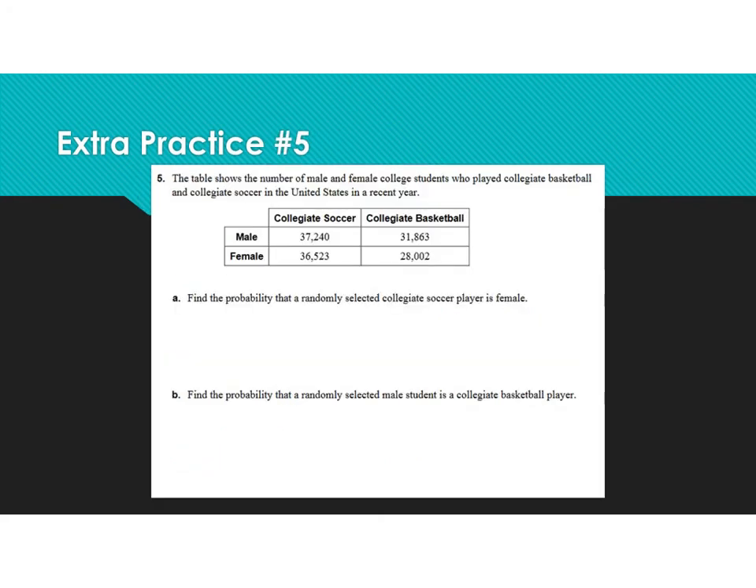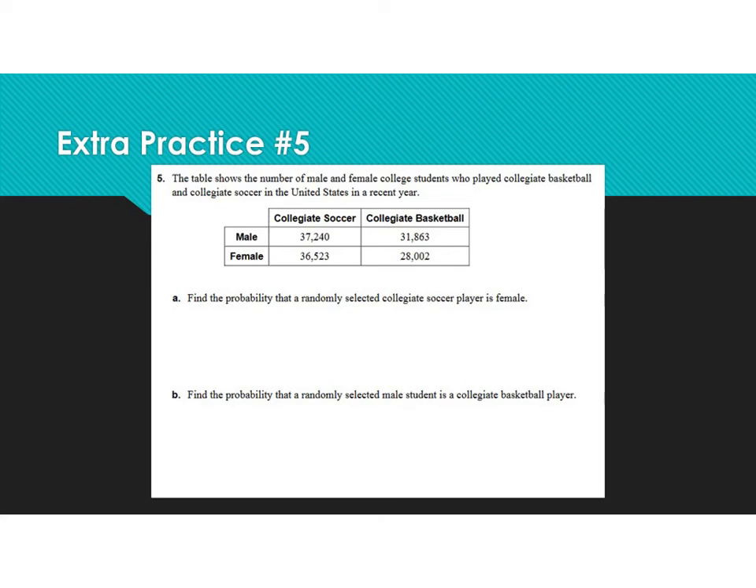All right, last, we're going to answer some questions from this table. The table shows the number of male and female college students who play collegiate basketball and collegiate soccer in the United States in some year. Now, whenever I do one of these table problems, the first thing I usually do is I go around and add up the numbers. So I'll add the numbers going across, and I'll add the numbers in the columns going up and down. That's just so that when I need a number, it's already there.